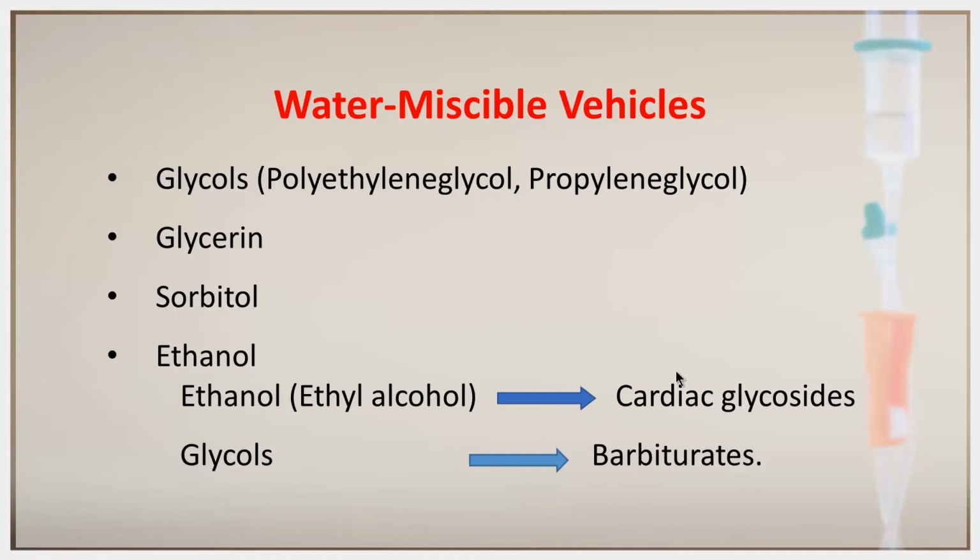These are miscible with water and have been used as a small portion of the vehicle in the formulation of parenteral dosage form. For example, ethanol, that is ethyl alcohol, is used in solutions of cardiac glycosides, and glycol is used in solutions of barbiturates. These co-solvents must be used carefully to maintain the integrity of the product in terms of safety and stability.